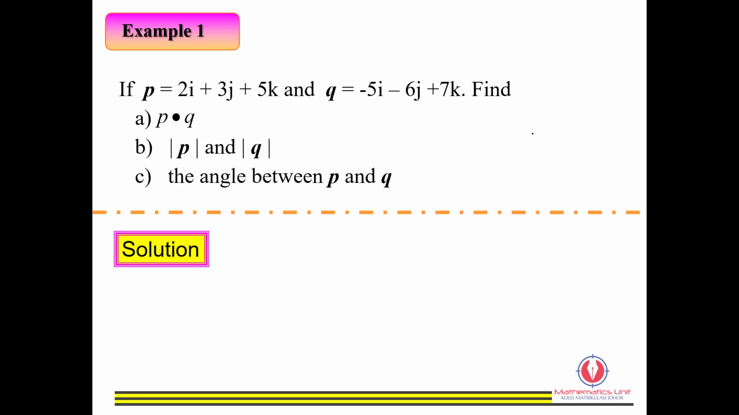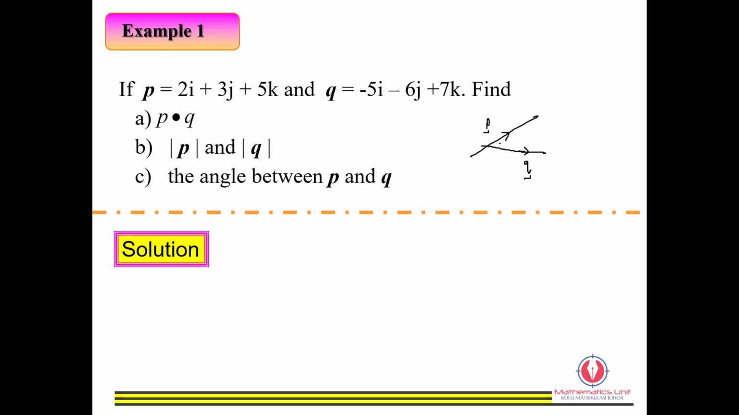Okay, so look at example 1. If P is equal to 2i plus 3j plus 5k and Q is equal to negative 5i minus 6j plus 7k, find A, P dot Q, B, determine the magnitude of P and the magnitude of Q, and C, find the angle between P and Q. Okay, so as you can see, this is vector P and this is vector Q.